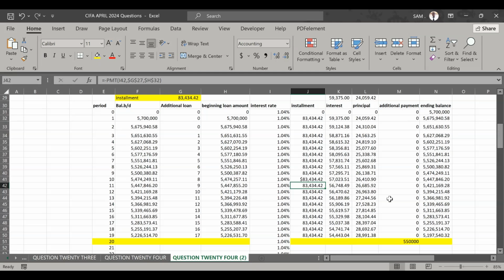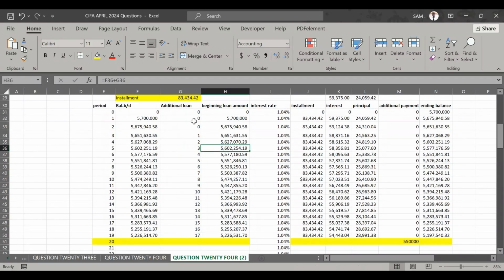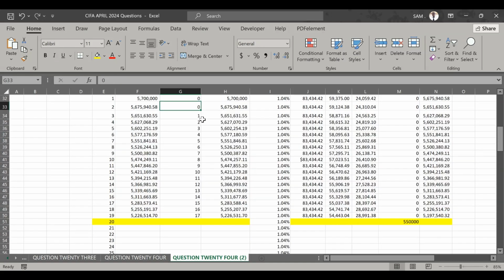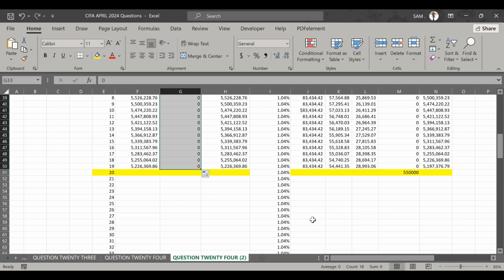Great. So let's come to period number 20. I'm seeing the problem here. I want you to also look at the additional loan column. You see, it has picked, because we started dragging from 0, Excel has gone ahead to bring us the numbers from 0, 1, 2, 3, and all that. But we do not have any additional loans from period 1 to period number 19. So all of that we should take it back to 0 like that.